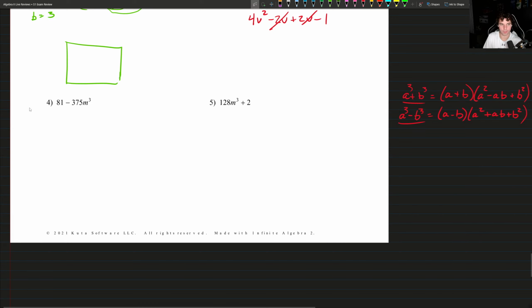The trick is making it look like what I have written in red. So number 4, for example, there's nothing that's cubed that can give you 81. There's also nothing cubed that can give us 375. So we have to be a little bit clever here, and try and factor some things out that make it look like something cubed minus something cubed.